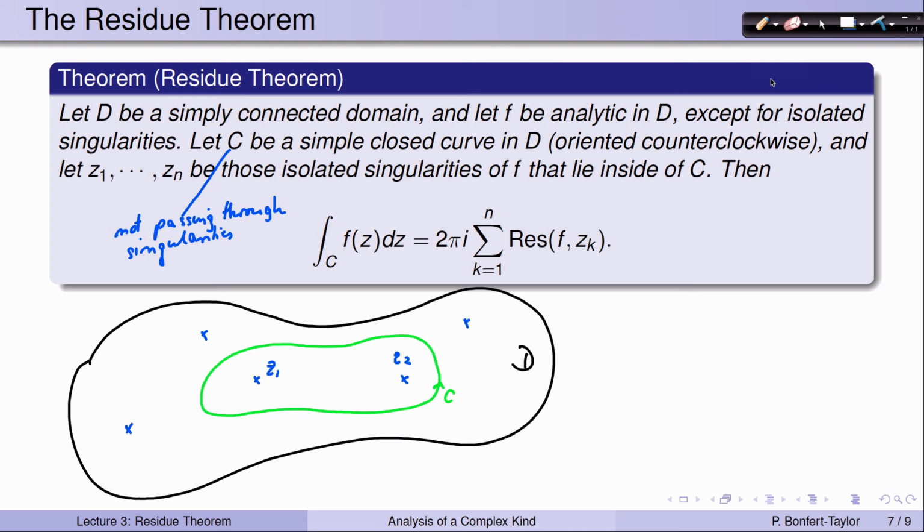In the particular example I drew here, we would be simply getting 2πi times the residue of f at c1 plus the residue of f at c2. We've seen something like this already. We noticed that if we integrate a function with an isolated singularity around a circle centered at the isolated singularity and inside the region where the function is analytic, then what we get as the integral is exactly 2πi times the residue of the function at the isolated singularity. So the residue theorem is an extension of this fact that we just discovered.